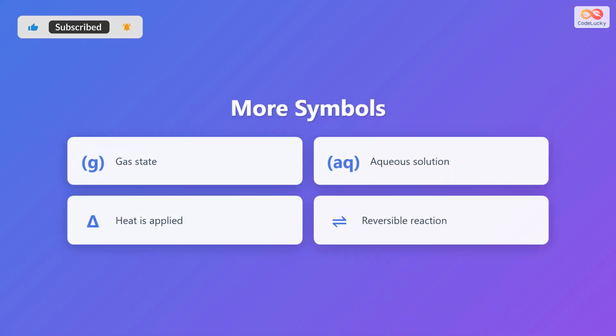There are additional symbols you'll encounter frequently. The letter G in parentheses indicates a gas state. The letters AQ in parentheses stand for aqueous, meaning the substance is dissolved in water. The Greek letter delta above the arrow indicates that heat is applied to make the reaction occur. Finally, a double-headed arrow with half arrows pointing in opposite directions represents a reversible reaction, where the reaction can proceed in both forward and backward directions.